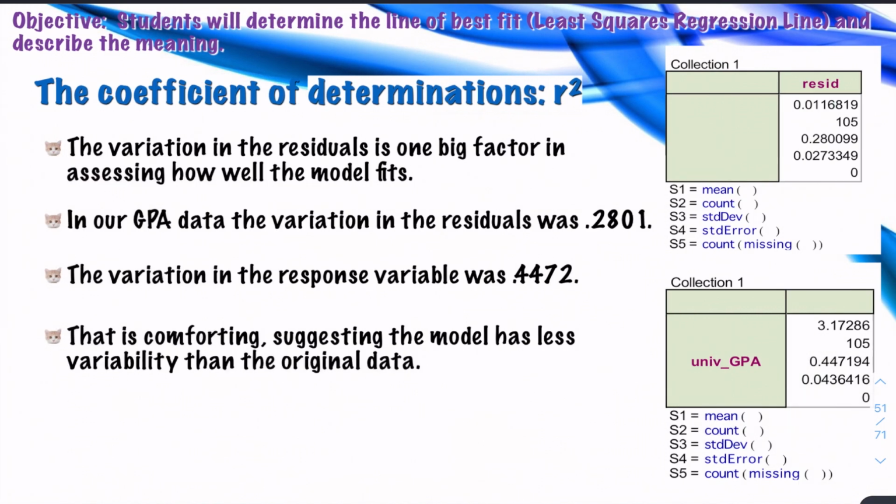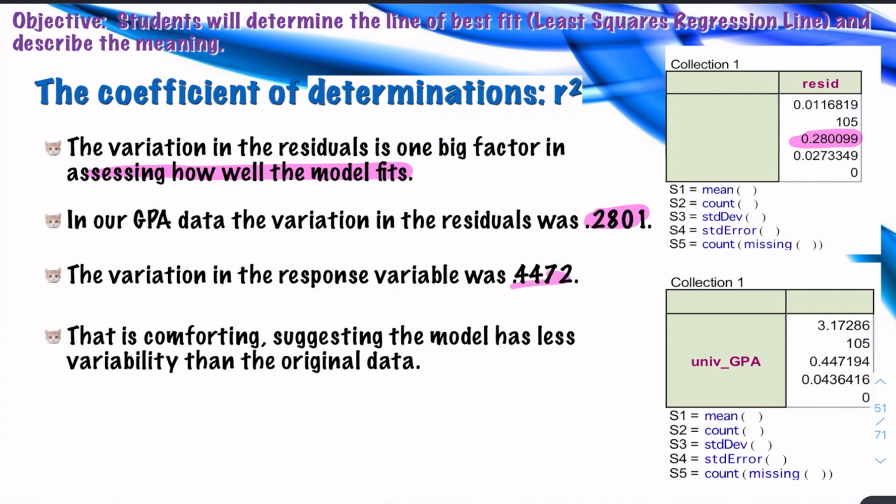The variation in the residuals is one big factor in assessing how well the model fits. In our GPA data, the variation in the residuals was 0.2801, or 0.280091, we round up. The variation in the response variable was 0.4472. That is comforting, suggesting the model has less variability than the original data.